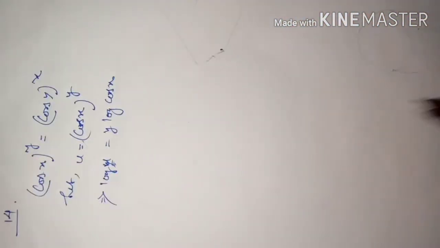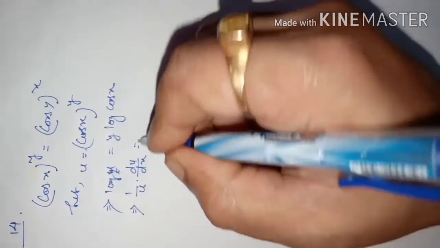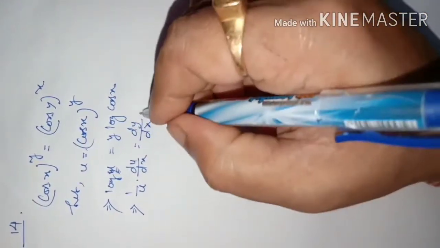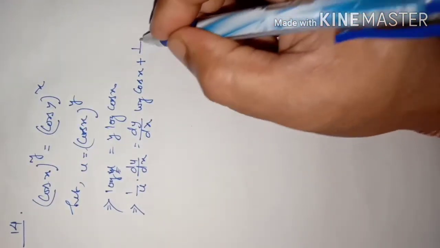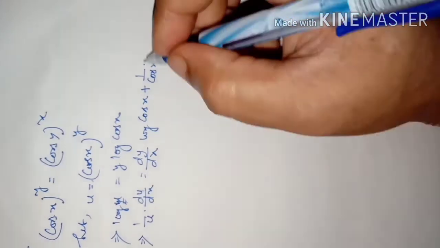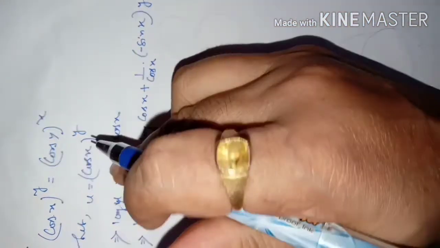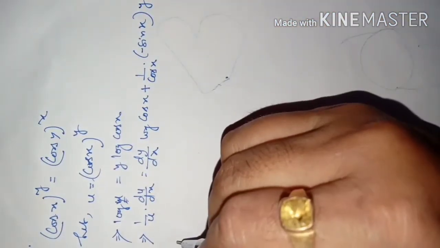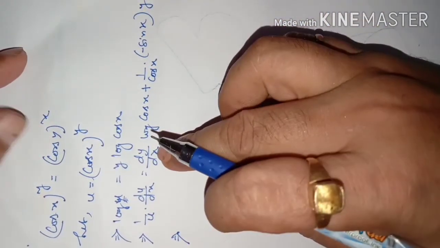Then after that, if we take differentiation now, 1 by u du by dx will be equal to dy by dx into log cos x plus 1 by cos x into d by dx of cos x, which is minus sin x, into this y. By this u into v rule we are applying here. So from here, let us separate this dy by dx part.